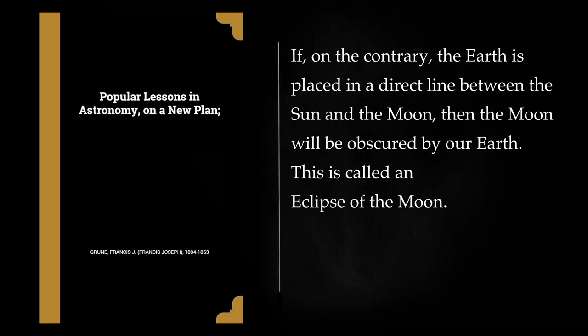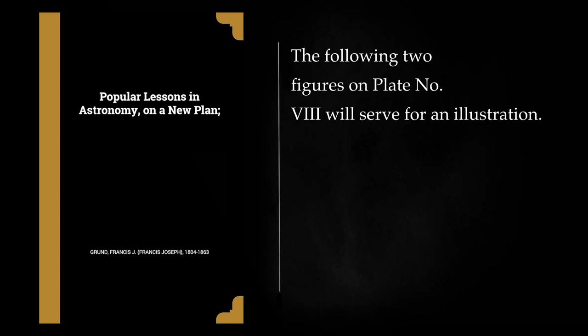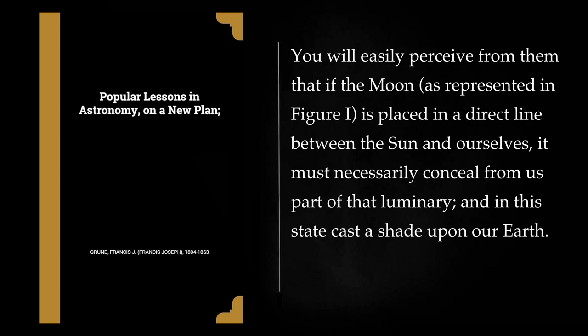If, on the contrary, the Earth is placed in a direct line between the sun and the moon, then the moon will be obscured by our Earth. This is called an eclipse of the moon. The following two figures on plate No. 8 will serve for an illustration. You will easily perceive from them that if the moon, as represented in figure I, is placed in a direct line between the sun and ourselves, it must necessarily conceal from us part of that luminary, and in this state cast a shade upon our Earth.